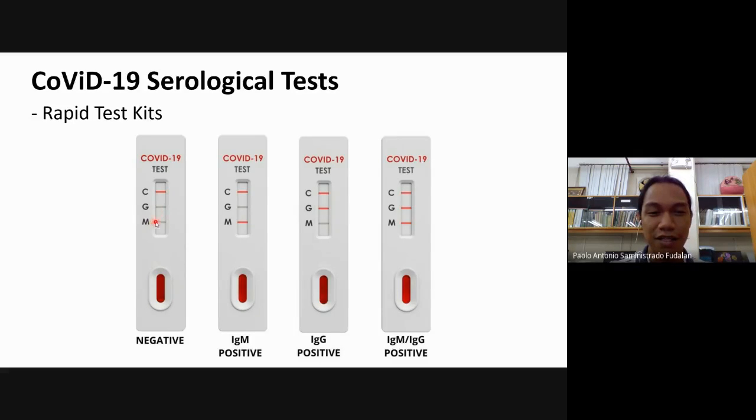And then there are these strips, M, G, and C. C stands for control. So it should always turn out red whether you have the disease or not. And then G and M stand for the type of antibody. So IgM and IgG are antibodies.